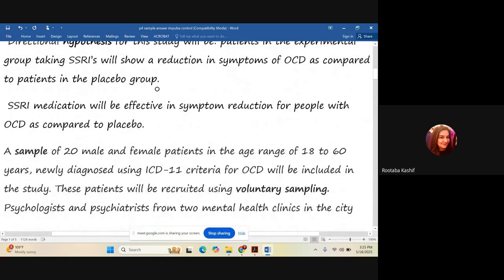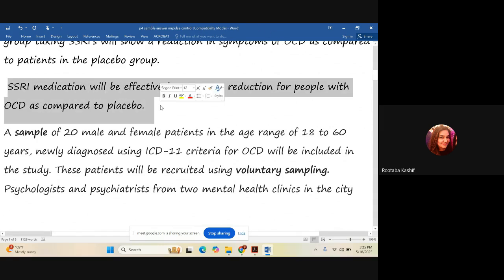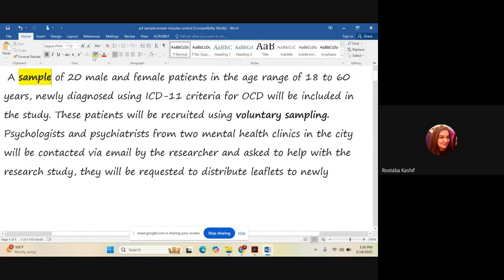Okay, let's read further. SSRI medication will be effective in symptom reduction for people with OCD as compared to placebo. Maybe this is also a directional hypothesis. So let's move forward. Now let's look at the sample. A sample of 20 male and female patients. So we are going to be talking about the sample here. I'm just highlighting the important points. The examiner is also going to highlight the important points when marking. So a sample of 20 male and female patients in the age range of 18 to 60 years, newly diagnosed using ICD-11 criteria for OCD will be included in the study.